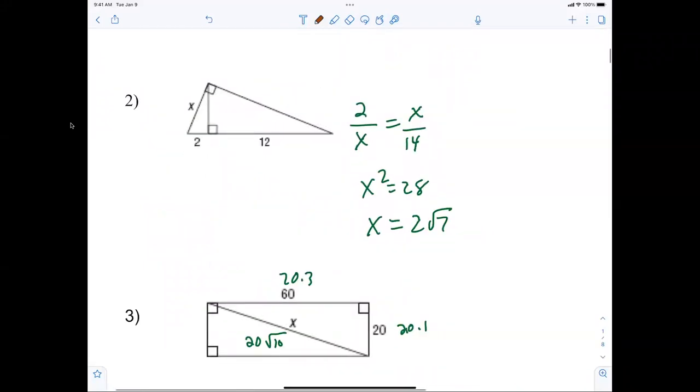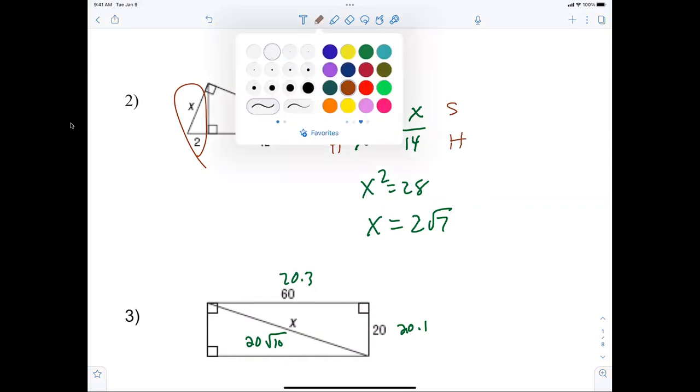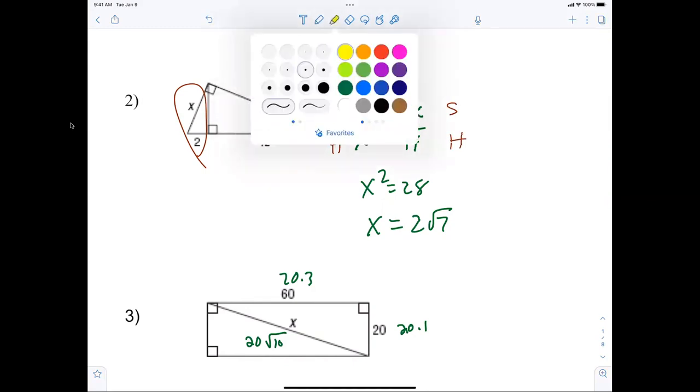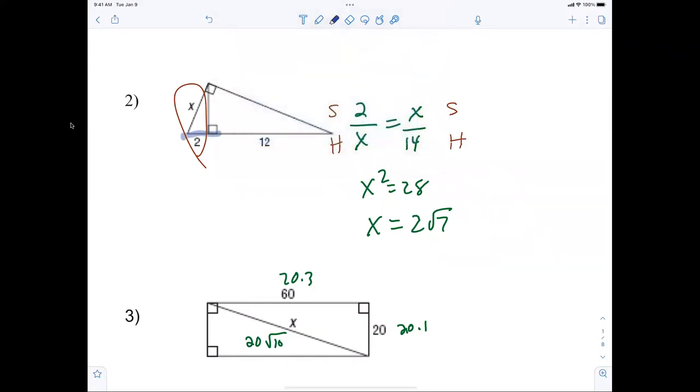All right. Down here, I just did x/2 or 2/x. I did short leg over hypotenuse. Short leg over hypotenuse. The hypotenuse was the whole thing, correct? This was the hypotenuse. That's why it's 14. Anybody have any problems with number 2?